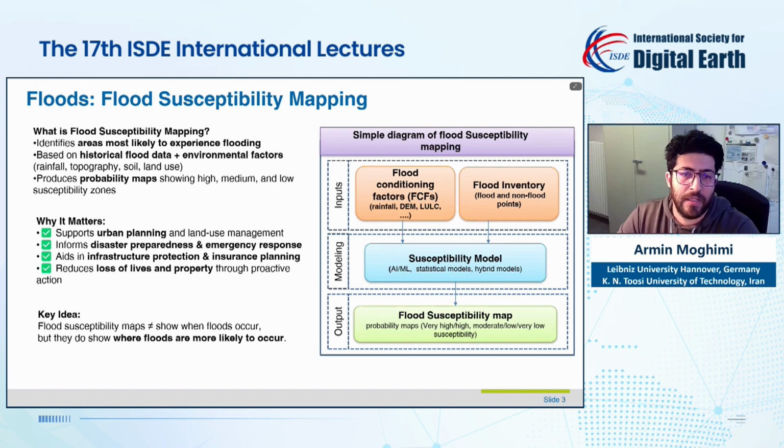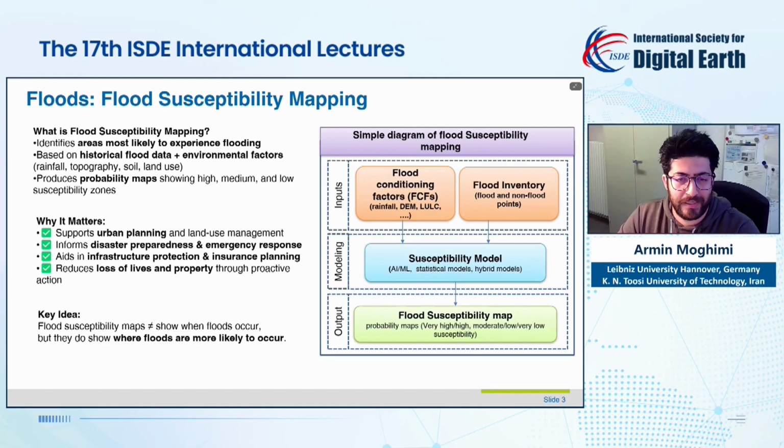Unlike hazard maps, which focus on individual events, susceptibility maps give us a long-term view of vulnerability. These maps are vital for urban planning, emergency preparation, infrastructure protection, and insurance assessment. But most importantly, they help save lives by reducing disaster risk.